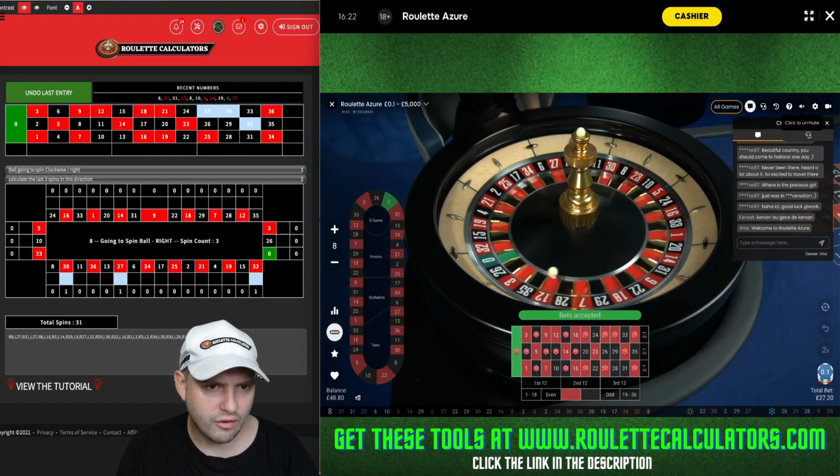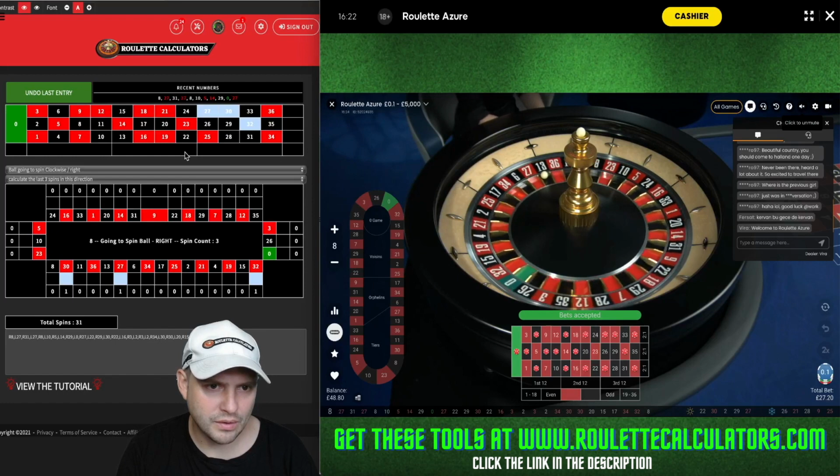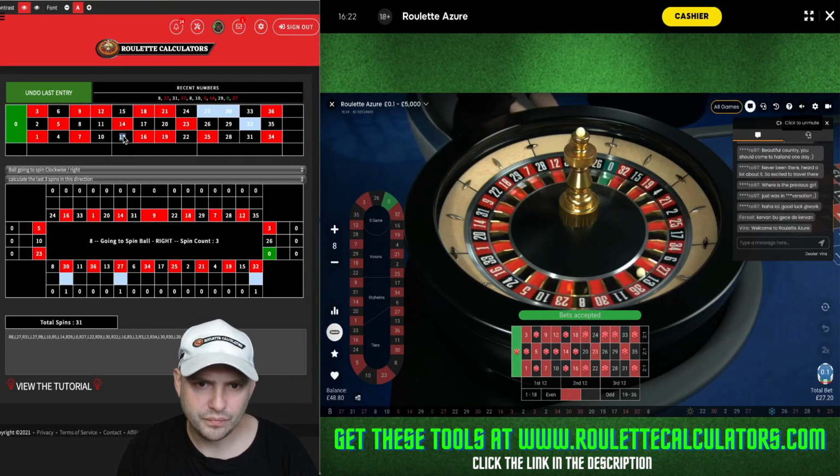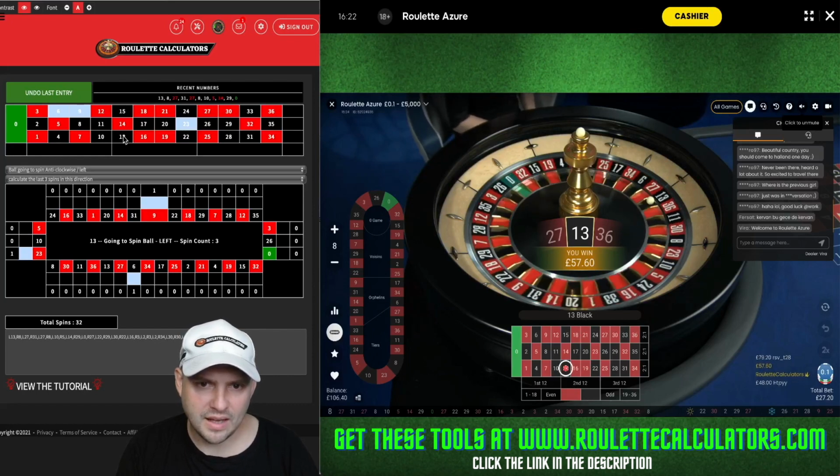So this one is covering 32 to 30, and you can see that goes to number 13, so that was lovely, right in the mix there. And that gave me a nice £57 win.